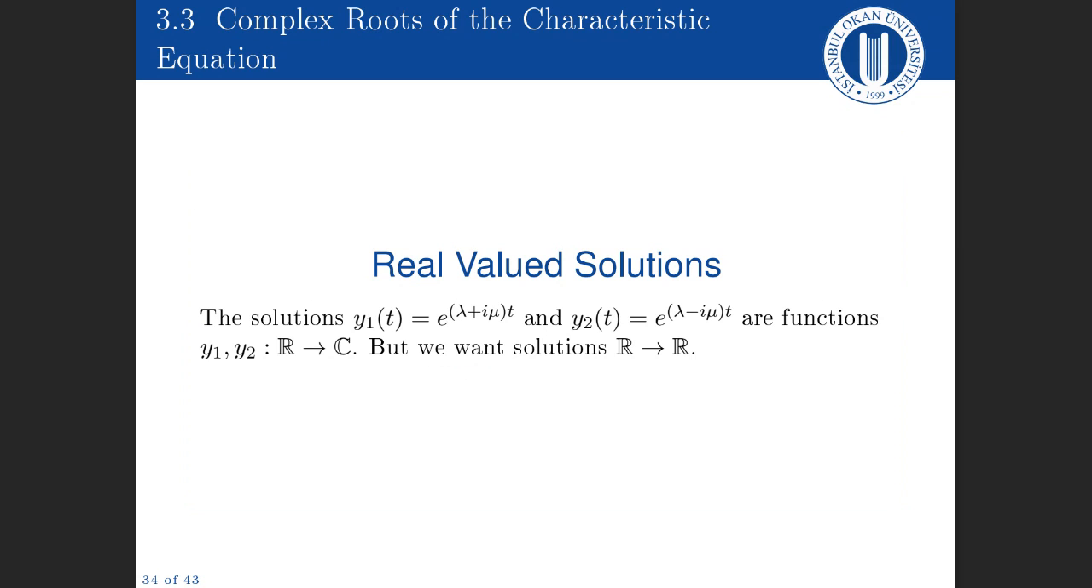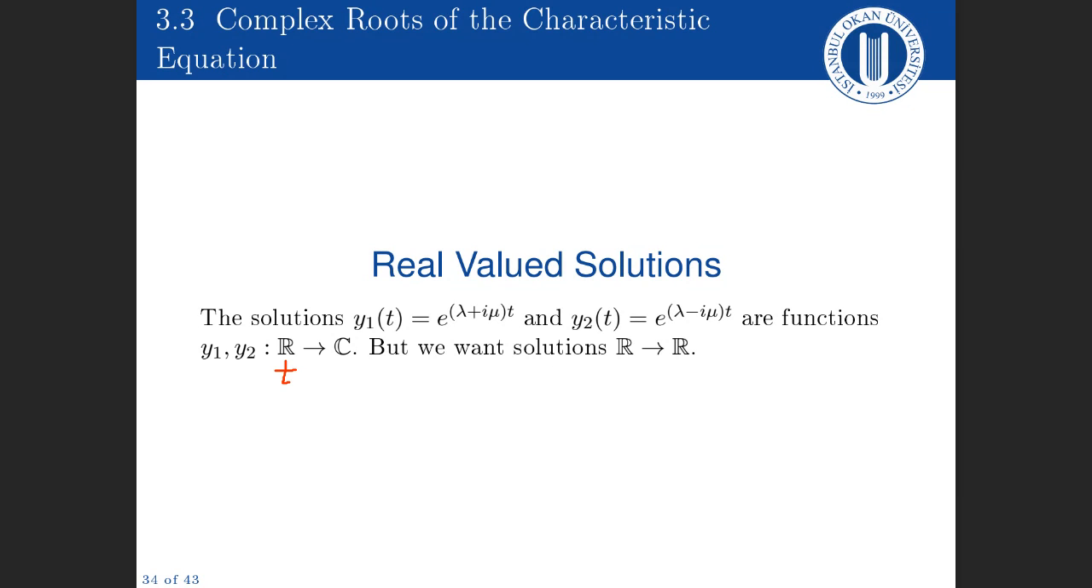y1 and y2 are functions which map from the real numbers to the complex numbers. If we put a real number t into these functions, then we're going to be given a complex number. And we don't want this. We want real valued solutions. In other words, we want functions which map from the real numbers to the real numbers. So what can we do?